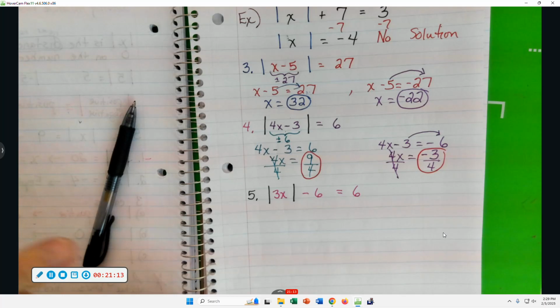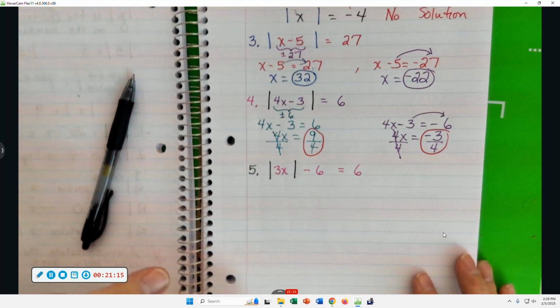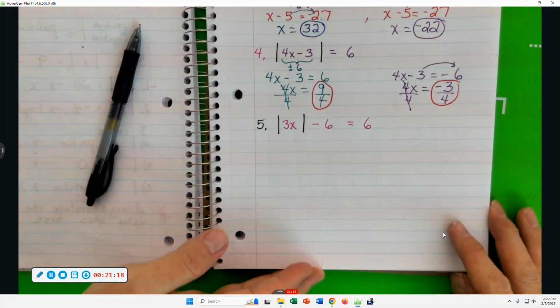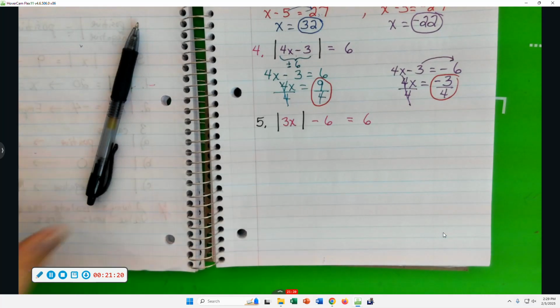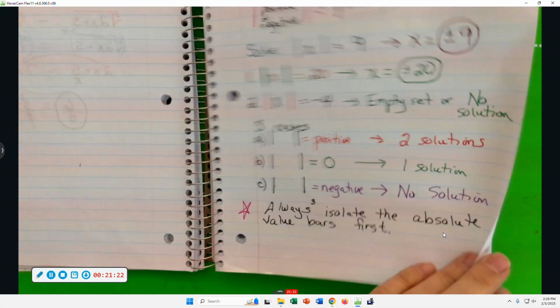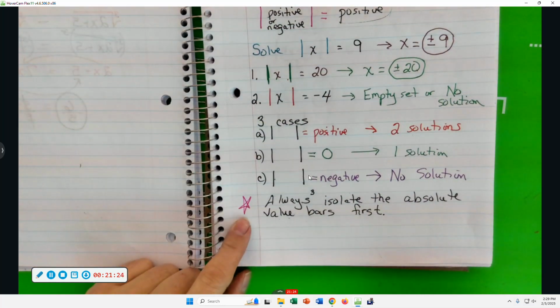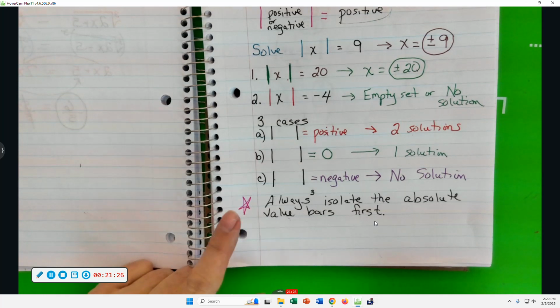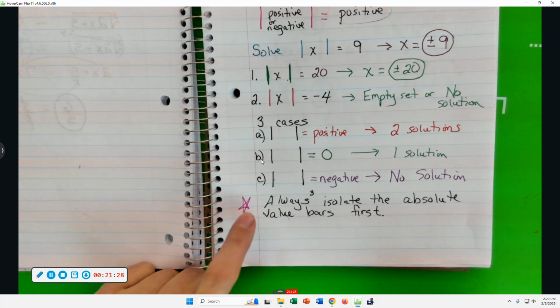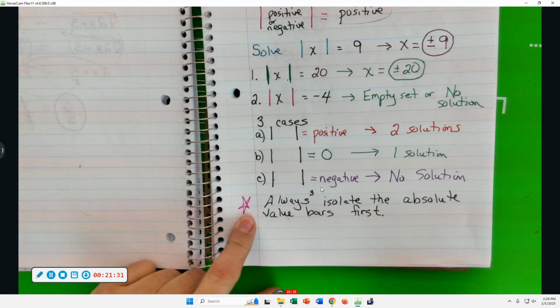Okay, what's the correct first step? You gotta isolate that absolute value first. Put a little red star: you gotta isolate the absolute value bars before you decide which of the 3 cases you have.